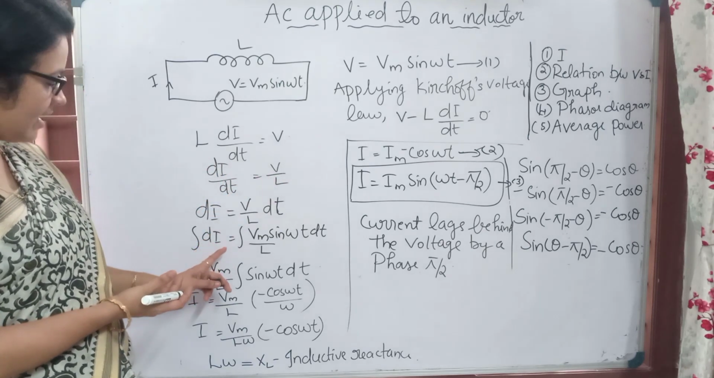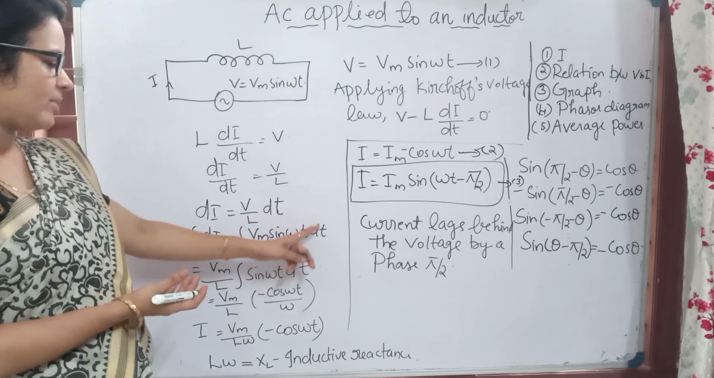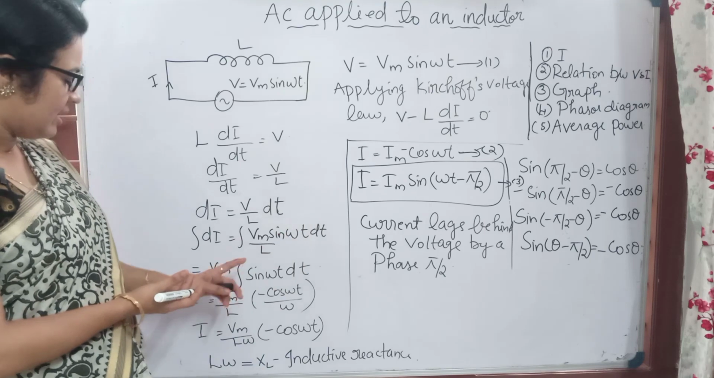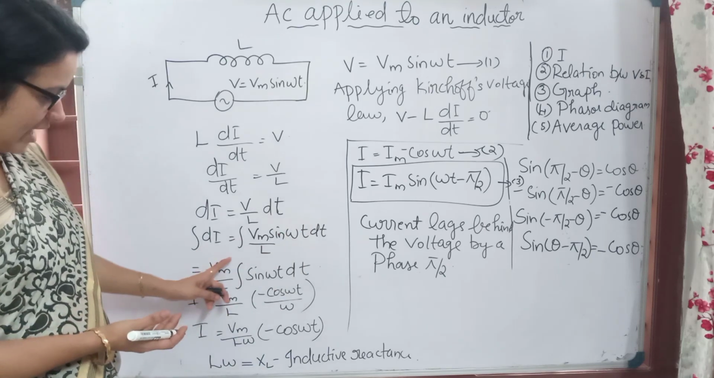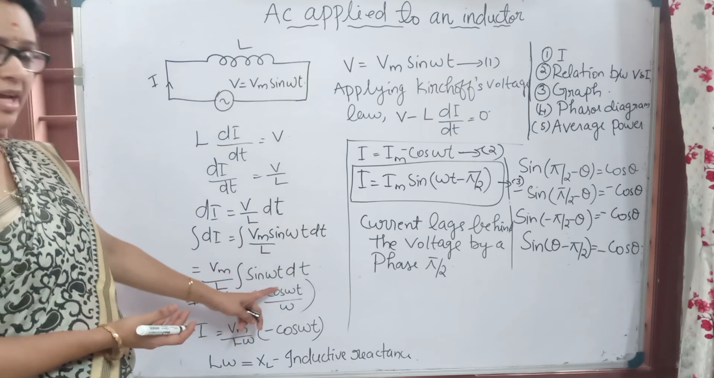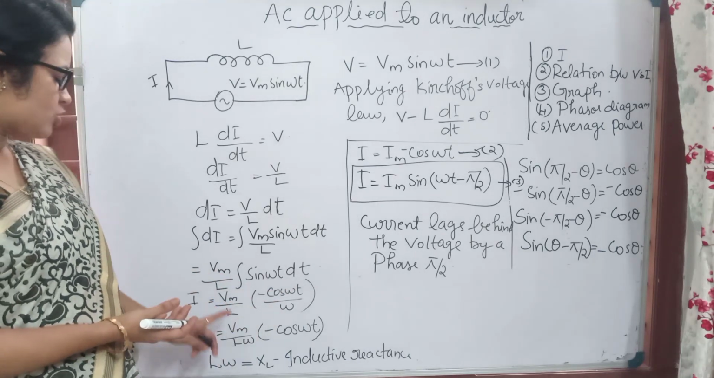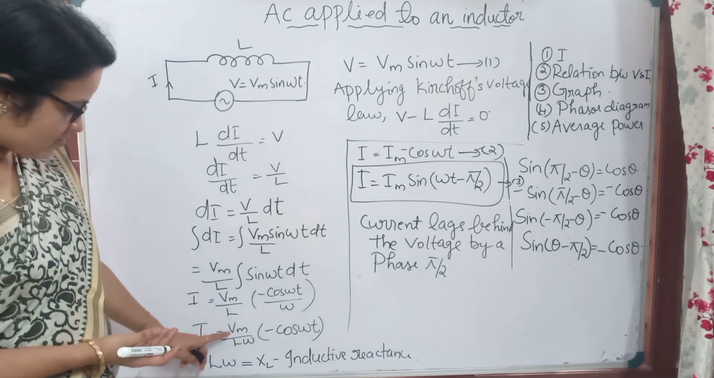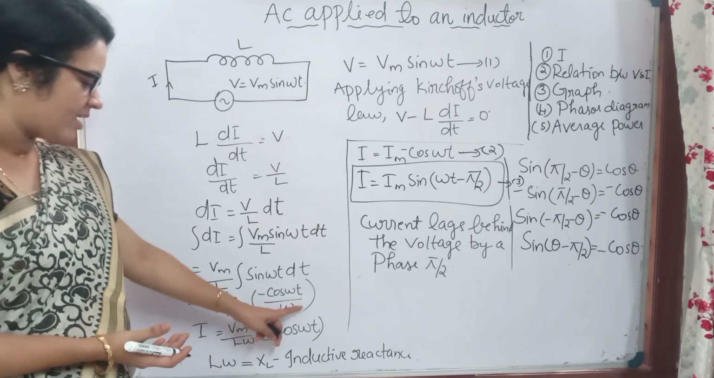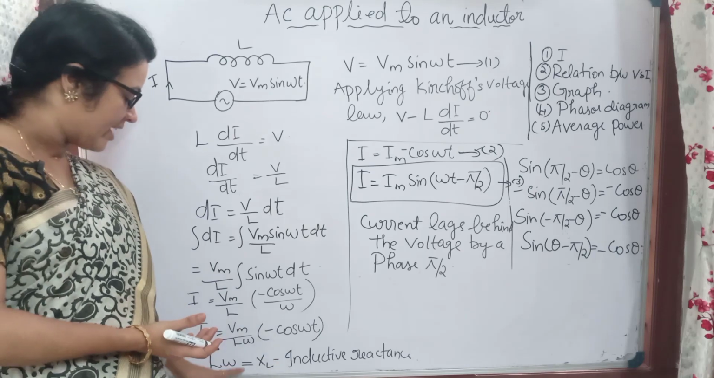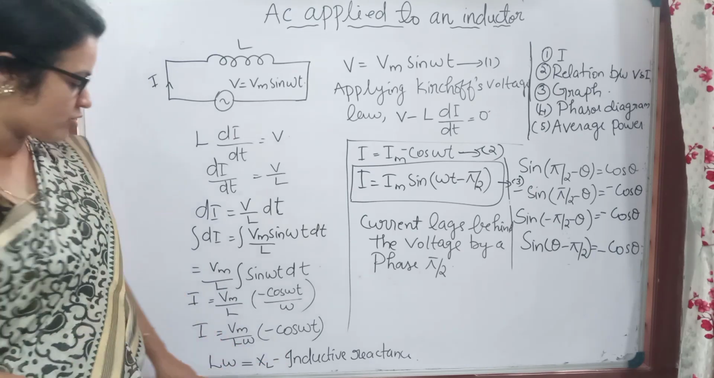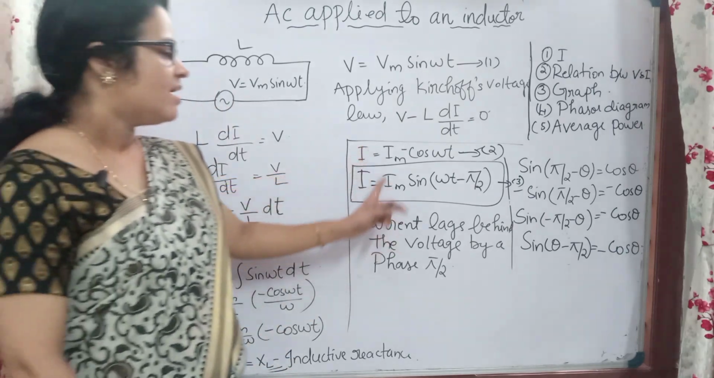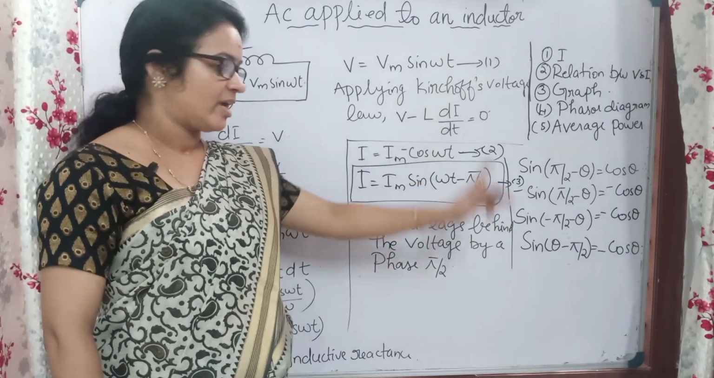Then integral di will be equal to integral Vm sin omega t dt by L. Here V is equal to Vm sin omega t, we are just giving. Then what about the value of sin omega t dt, that is minus cos omega t by omega. So Vm by L into minus cos omega t by omega, that means Vm by L omega into minus cos omega t. This L omega is called inductive reactance. That is also very important. L omega is called inductive reactance, and the equation becomes I is equal to Im into minus cos omega t.